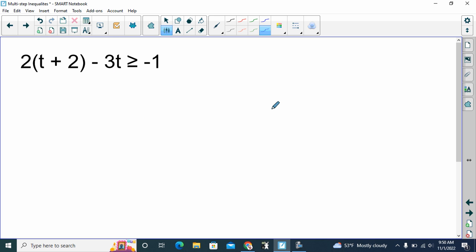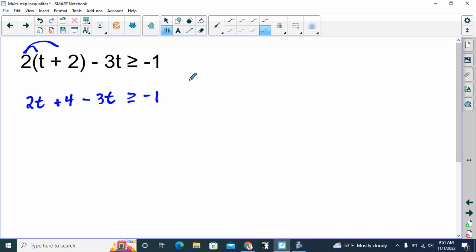Example 3 says 2 times the quantity t plus 2, minus 3t, is greater than or equal to negative 1. I do have a number in front of a parenthesis, so we should distribute: 2 times t, 2 times 2. The minus 3t is not inside of the parentheses, so I do not distribute to that. We just leave the minus 3t.